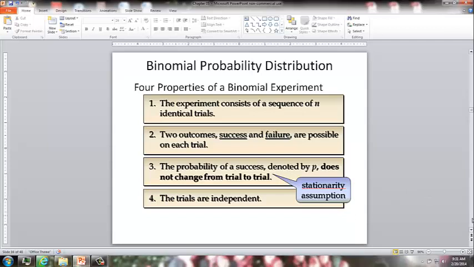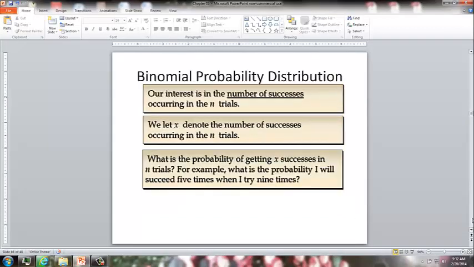So our interest in this is as follows. If I do n trials, what is the probability that I will get x successes? For example, if I try 9 times, what is the probability I will succeed 5 times, or 0 times, or 9 times, or 3 times? Another way to think of this is, suppose I toss a coin 5 times. What is the probability I will succeed 3 times, succeed in the sense of getting heads? So we can use the binomial probability distribution to calculate these probabilities.